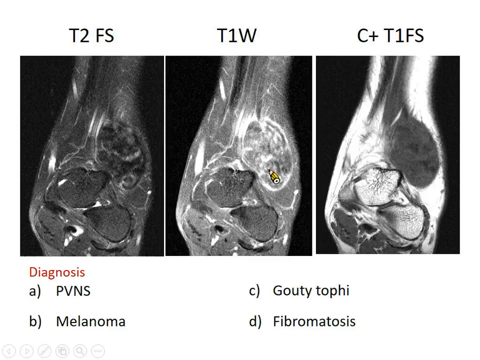But as we look at the low signal on T2 and majority of component of low signal on T1, we will think about gout, tophus, solitary PVNS, fibromatosis, or anything else. But in this case, usually when we look at the low signal intensity tumor, we should pull out the plain film to look at any calcification or high density soft tissue to rule out the gout. If it is not the gout, then the answer could be solitary PVNS or fibromatosis.